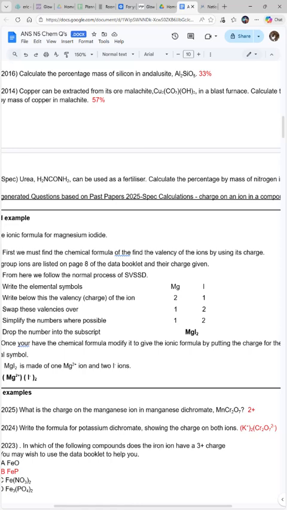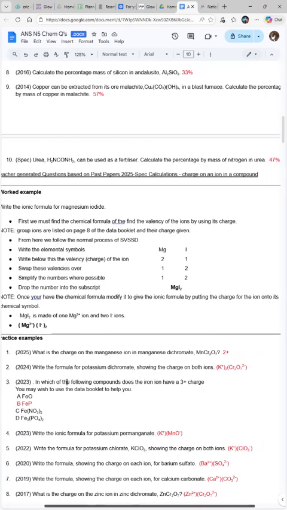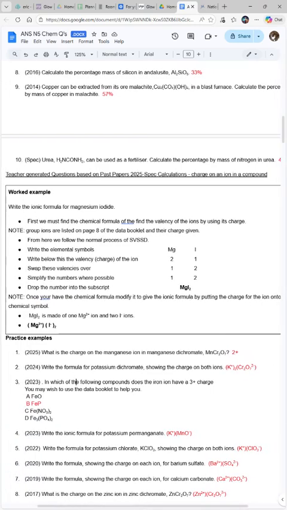Which of the following does iron have a 3 positive charge? So although the first 2 questions were different in terms of how they were written, they were quite similar in how we ended up doing them. So which of the following compounds does iron have a 3 positive charge? You may be used to using the data booklet. If we look at the data booklet, it will tell us that oxygen needs 2 electrons to get a full outer shell, so it will have a 2 negative charge. That means that, overall, iron oxide has no charge, so the iron must have a 2 positive charge.